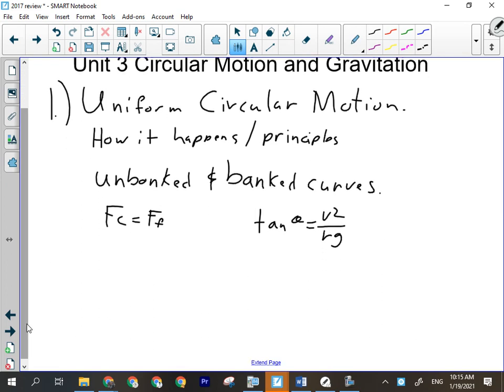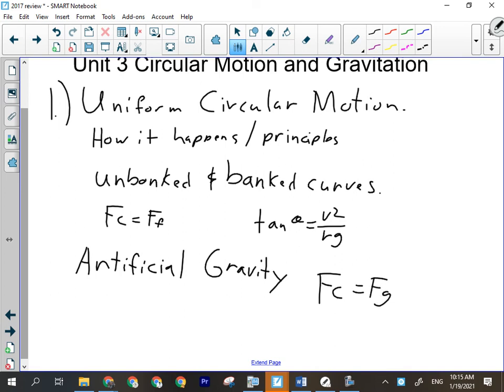So that covers basically all the stuff, including artificial gravity. That was also uniform circular motion. In that case, we want the centripetal force to equal the force of gravity for the spinning cylinder or drum that's providing the artificial gravity.